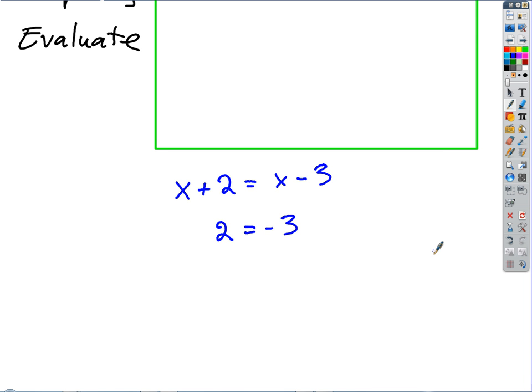Now, what if it was something like, instead, let's tweak it a little bit. What if it had started off being x plus 2 equals 2x, actually, we're just going to make this easy. It's just going to be x plus 2. We'll just make it simple. This time, if I subtract x from both sides, I get the solution 2 equals 2.